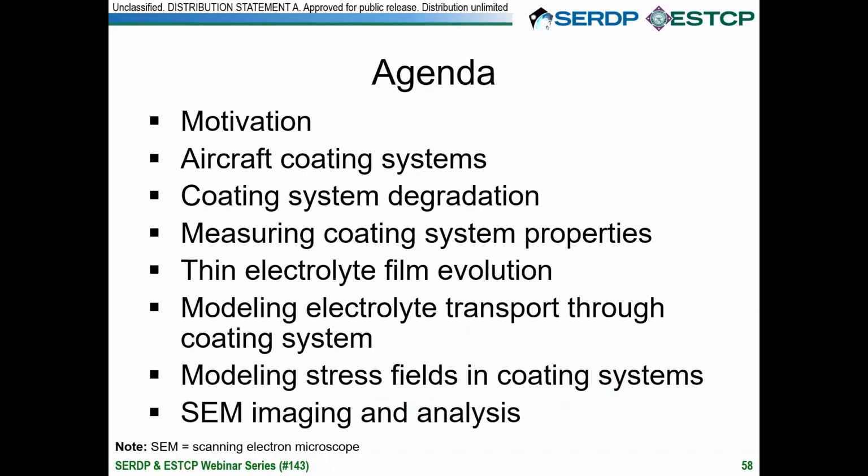Here's my presentation outline. I'm going to touch briefly on some motivation and why we're doing this work, cover some of the modeling that we're doing, and then at the end hit some of the experimental analysis that we've done that is giving us information to feed back into the model.